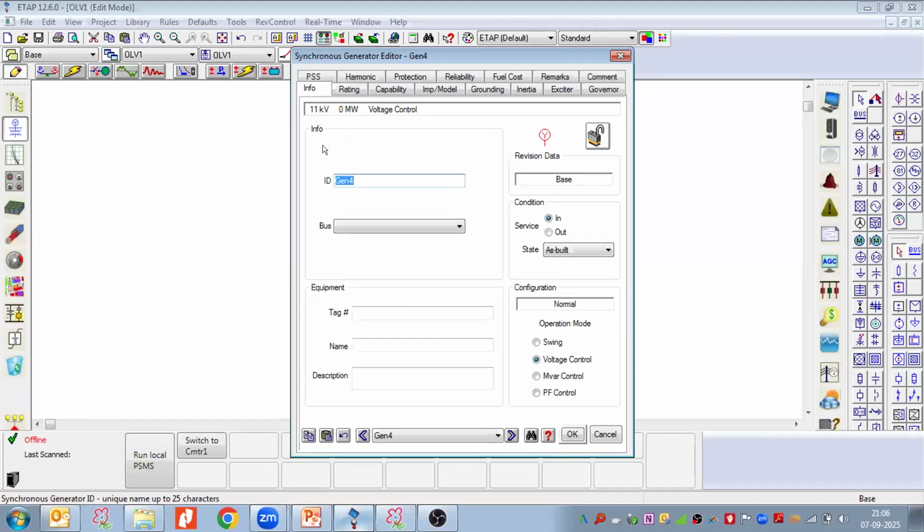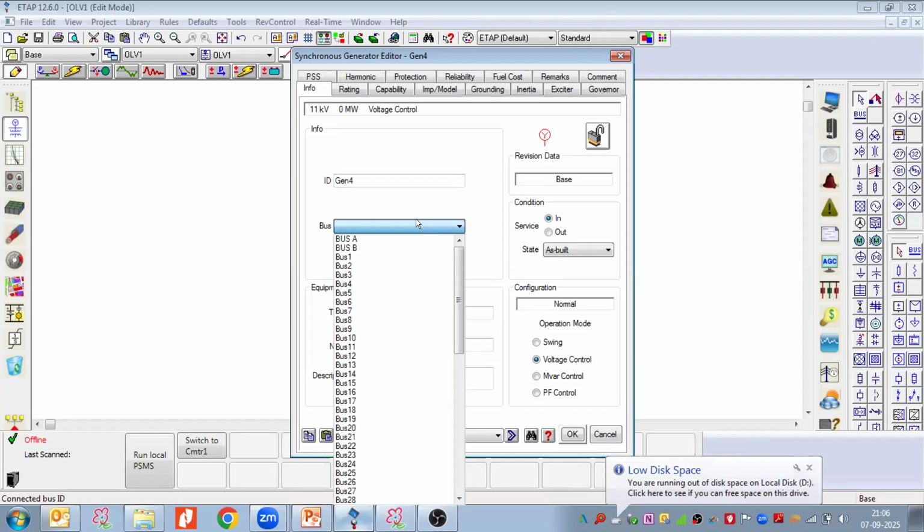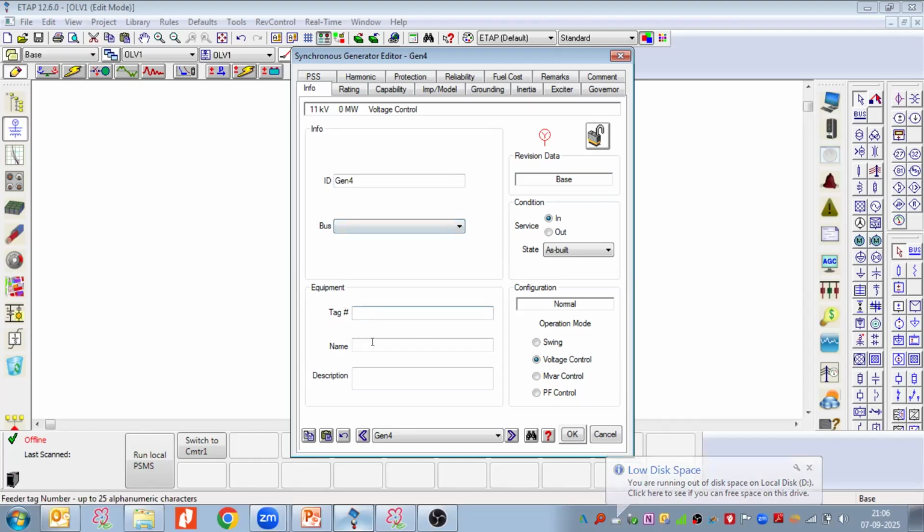First is the info page. Here the generator ID, and which bus it is going to connect to, we can select directly from here as well. The generator tag number, name, description, all this we can mention over here. Then condition, service in and out, so that would be service in. Then status as built, configuration normal, operation mode.